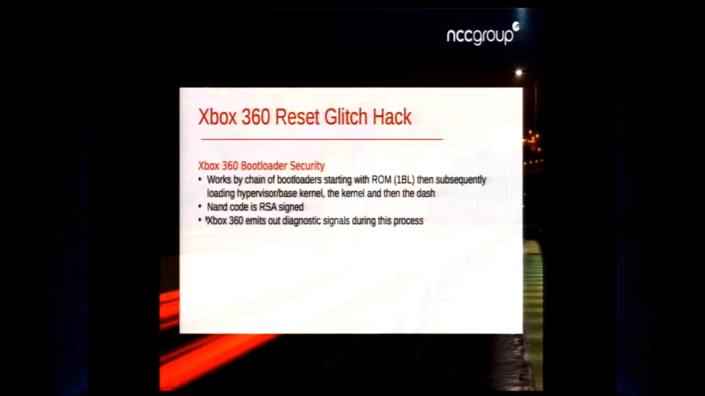So before we can go any further, I have to talk a bit more about the Xbox 360's bootloader security. This works by having a chain of bootloaders, which, starting with ROM, loads in a chain of self-verifying bootloaders in NAND. Without really going into too much detail, this code is RSA signed, and we also have information being leaked out by the Xbox itself.